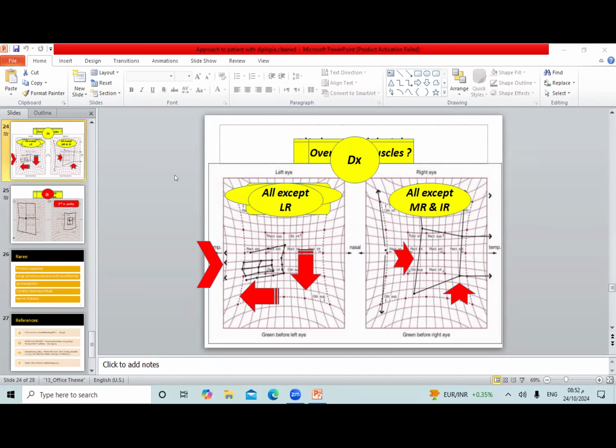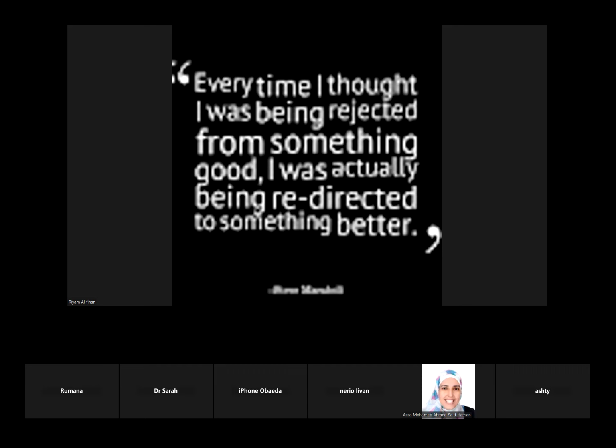Yes. Usually in restrictive causes, like in orbital floor fracture, you will find up and down, they're both restricted. I will show you this. I got it. I will share my screen. Make share again, please. Yeah, I'm trying now.